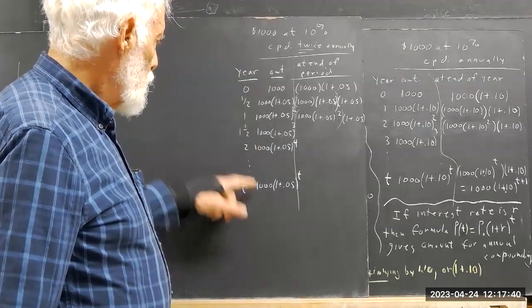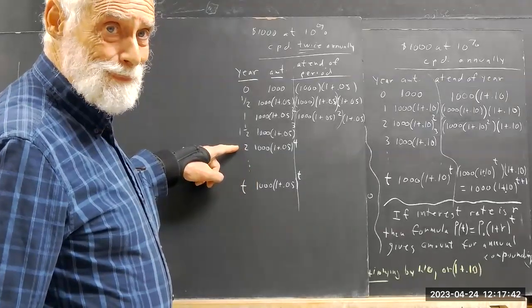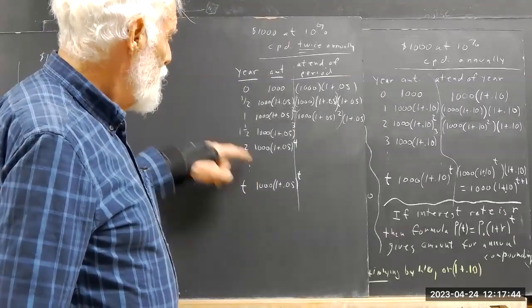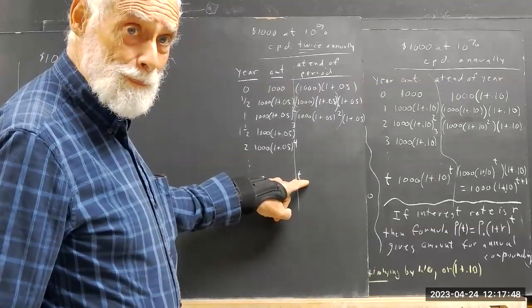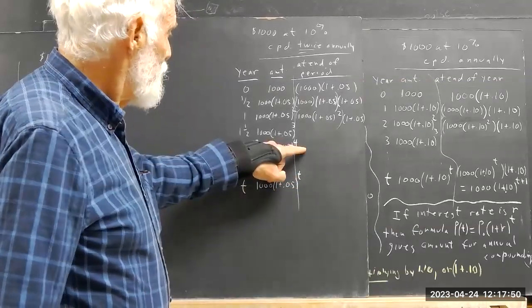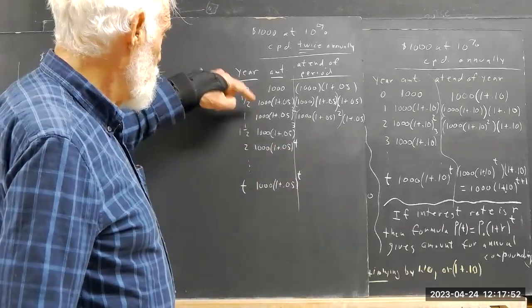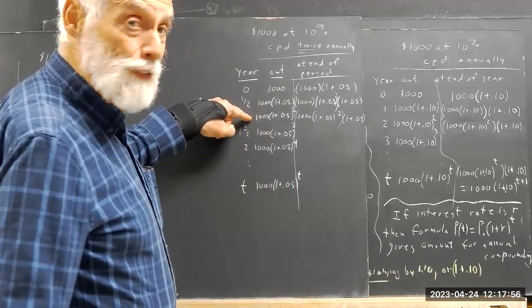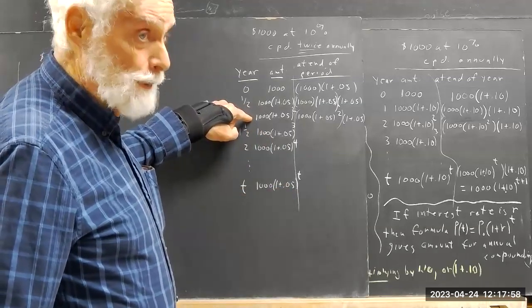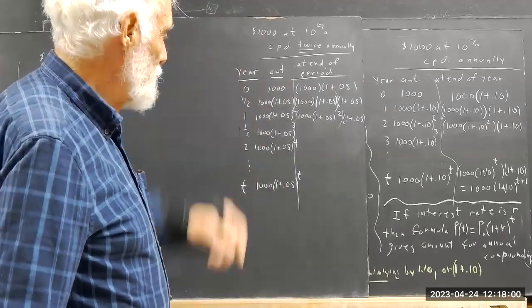Does this formula work when T equals 2? Well, if T equals 2, you get 1,000 times 1 plus 0.05 to the second power. But when T equals 2, it should be the fourth. If you use this formula, you only get this. It costs you a lot of money over a period of many years.